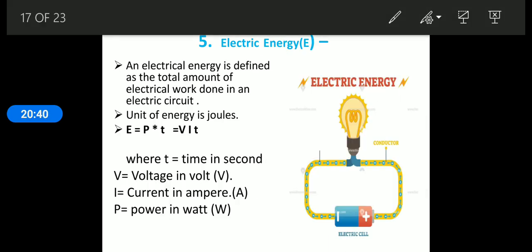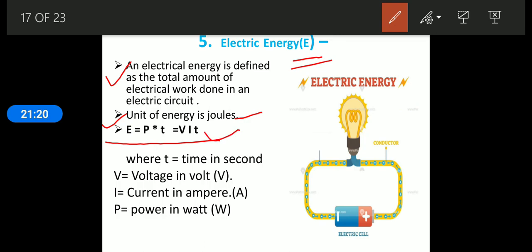Next, electrical energy. It is denoted by E. What is electrical energy? Electrical energy is defined as the total amount of electrical work done in an electrical circuit. That is, how much electrical work is done in an electrical circuit with respect to time. The unit of energy is joule. Then electrical energy is given mathematically by E equal to P into T. That is the product of power and time.